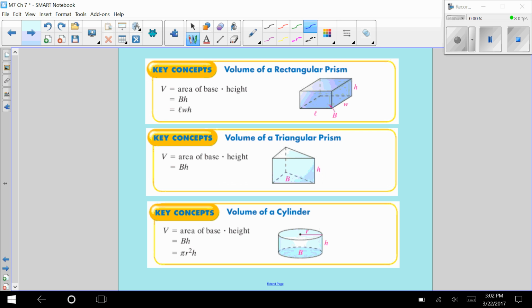So a couple of volume formulas. The volume of a rectangular prism is area of the base times the height. We shorten that by capital B times H. Or for a rectangular prism, we can do length times width times height. For a triangular prism, we can only do area of the base times the height. We find the area of that triangle, multiply it by the height of the prism. And then volume of a cylinder, we still do area of the base times the height. But we can also use our shortcut pi times r squared times h.